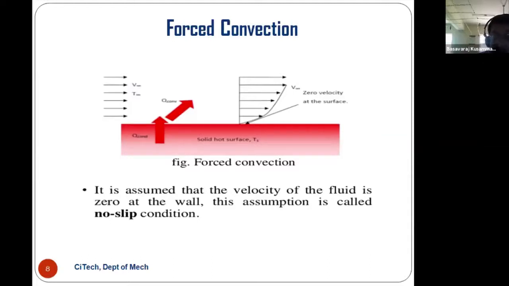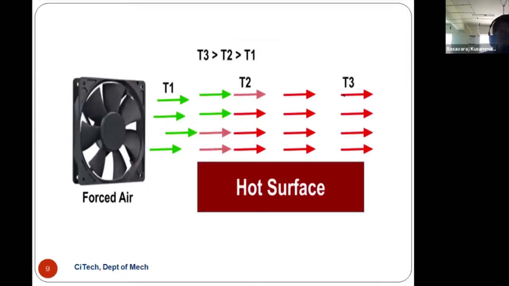Okay, so this is forced convection. Here is a diagrammatic representation of forced convection. This is forced air, this is the pan, and this is the hot surface. If you observe, the temperature of the air here is T1, at this place T2, and at this place T3. You can tell that T3 is greater than T2 and T1, because the air has already passed over the hot surface, so automatically T3 will be the maximum.